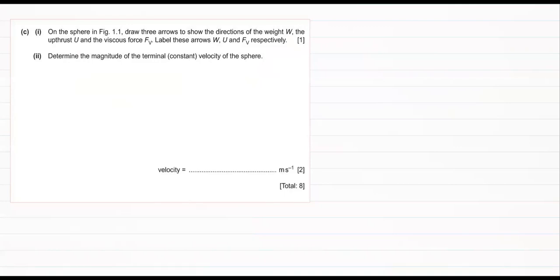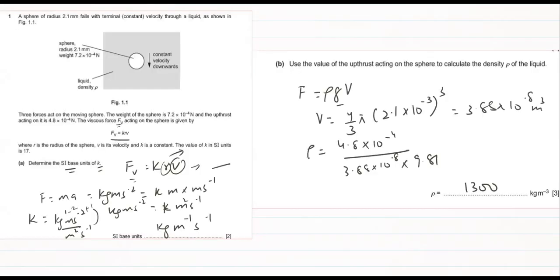Okay, part C. On the sphere, draw 3 arrows to show the directions of the weight W, the upthrust U, and the viscous force F. We have to draw 3 forces. Start with the easiest: weight is always downwards. Then upthrust and the viscous force are 2 forces upwards, one would be F_V and one would be U.